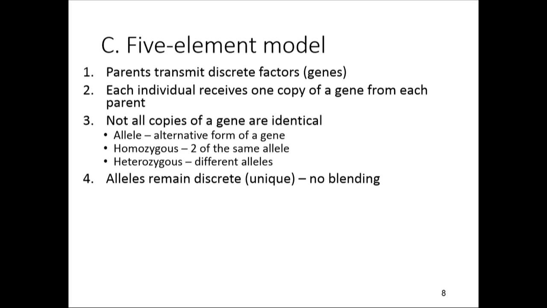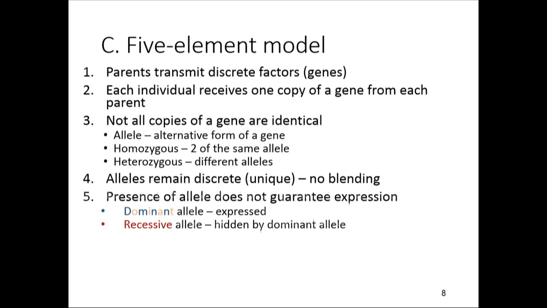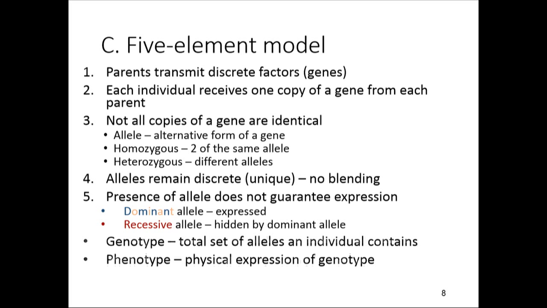The fourth principle is that alleles remain discrete or unique. There's no blending. So if you get a purple, it's just going to be purple. It doesn't change to a pink or blue or aquamarine allele. And because you have dominant and recessive alleles, just because you have an allele doesn't mean it's going to be expressed. If you have a recessive white flower allele, it's not going to be expressed if it's paired up with the dominant allele.